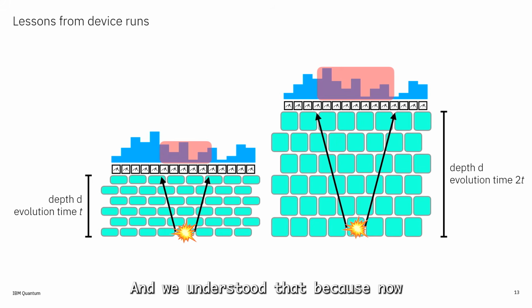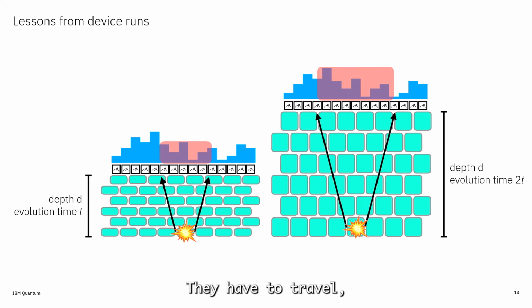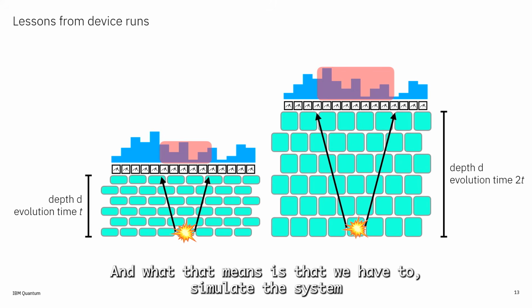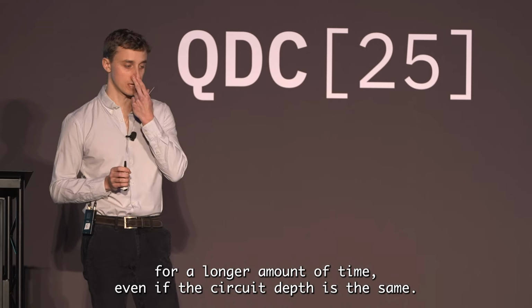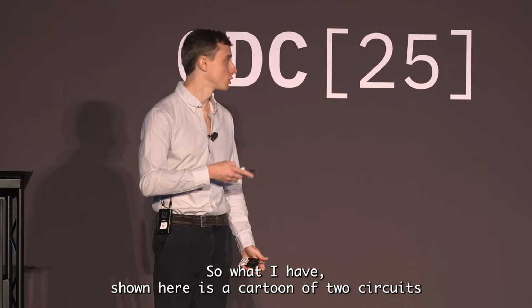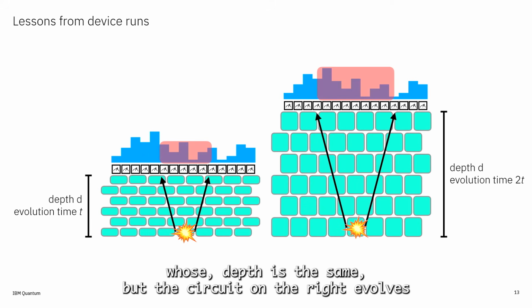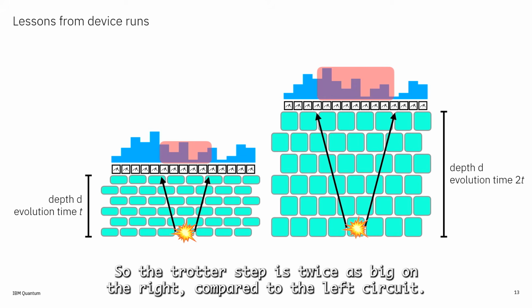And we understood that because now our wave packets, our initial states, are much larger, they have to travel a longer distance to fully overlap, scatter, and separate away. And what that means is that we have to simulate the system for a longer amount of time, even if the circuit depth is the same. So what I have shown here is a cartoon of two circuits whose depth is the same, but the circuit on the right evolves the system for double the amount of time than the circuit on the left. So the Trotter step is twice as big on the right compared to the left circuit.